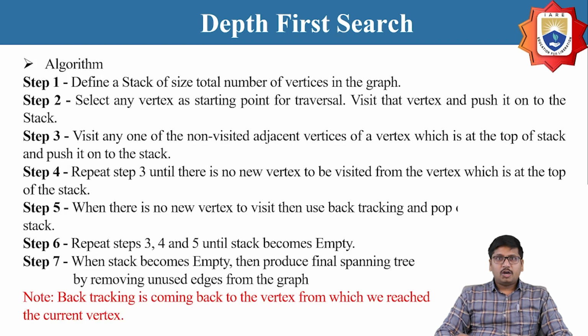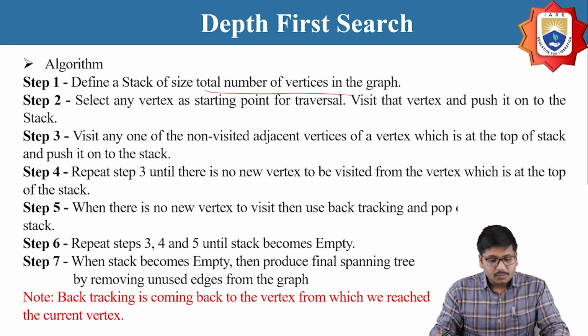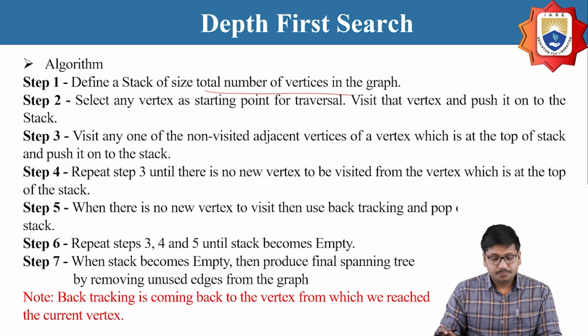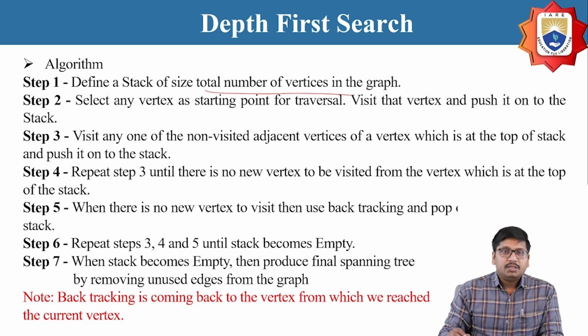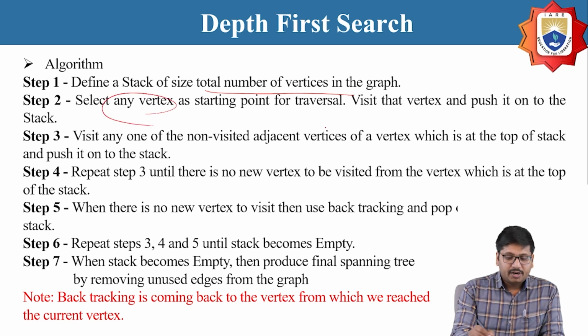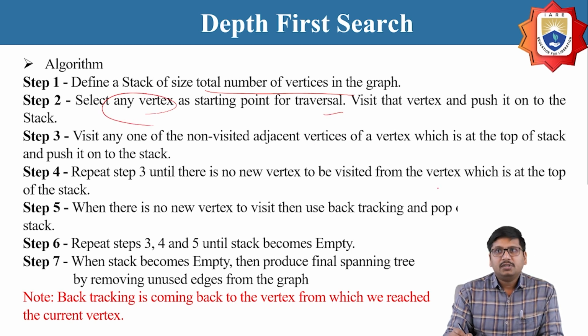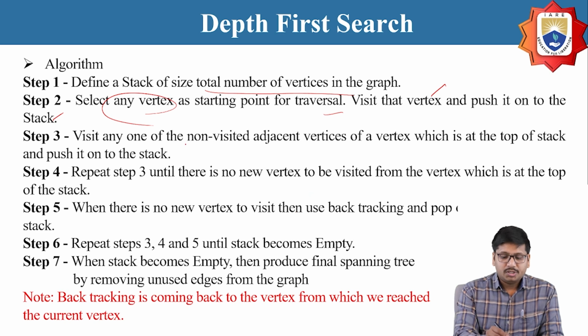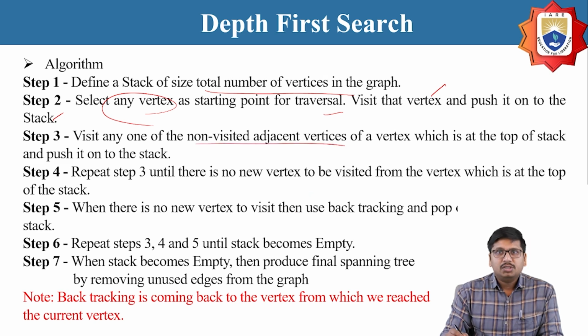So what is the algorithm we have to follow here? Step one: initially define a stack of size equal to the total number of vertices in the graph. Step two: select any vertex as the starting point for the traversal, visit the vertex and push it onto the stack. Step three: visit any non-visited adjacent vertex of the one at the top of the stack and push it onto the stack.